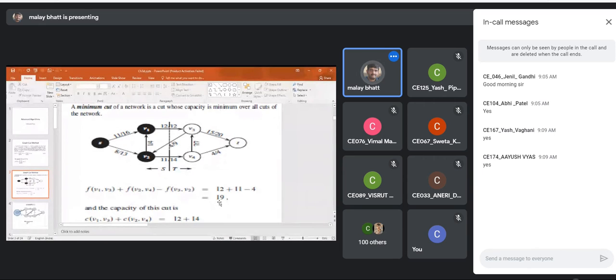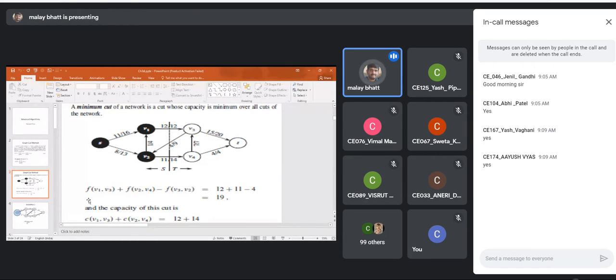So that is 19. If you consider the graph in this way and cut from this position, you will get 19 as the flow. Similarly, the capacity of this cut is the total capacity of the cut. What is the capacity? It is 12 plus 14. The cut is capital S having three nodes S, V1 and V2. So how much is the maximum outgoing capacity from that cut? Either you get the value from V1 to V3, or you get the value from V2 to V4.